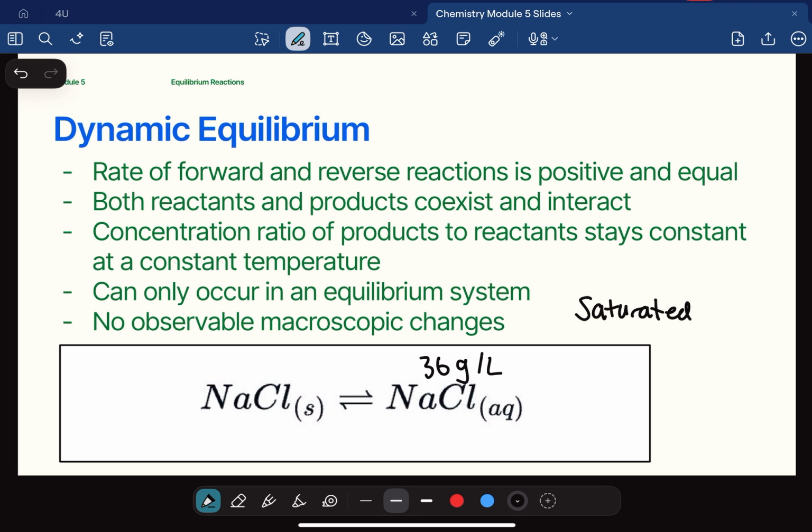But the thing is, this reaction is actually happening at the same rate, forward and reverse, but you can't notice. The solid you add in is being converted into ions, right? However, the ions are also precipitating out at the same rate. So that's why you can't see any changes, but there are changes happening. And this equation demonstrates what's going on inside the system.